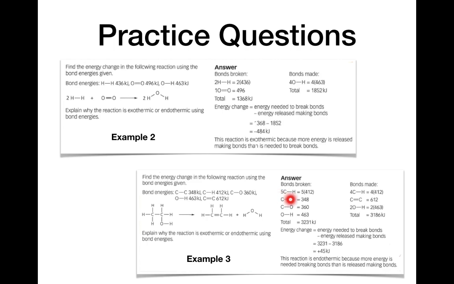We had 5 carbon-hydrogen bonds, 1 carbon-carbon bond, 1 carbon-oxygen bond, and 1 oxygen-hydrogen bond. Here's my total. I had bonds being made: 4 carbon-hydrogen bonds, 1 carbon-carbon double bond, 2 oxygen-hydrogen bonds, and my total. I subtract them, and I have plus 45 kilojoules. So it's endothermic because more energy is needed to break the bonds than to make the bonds.